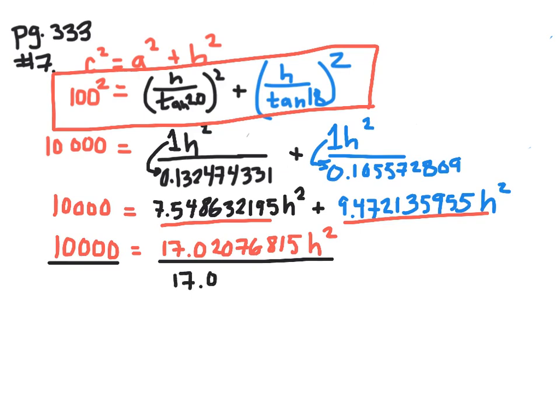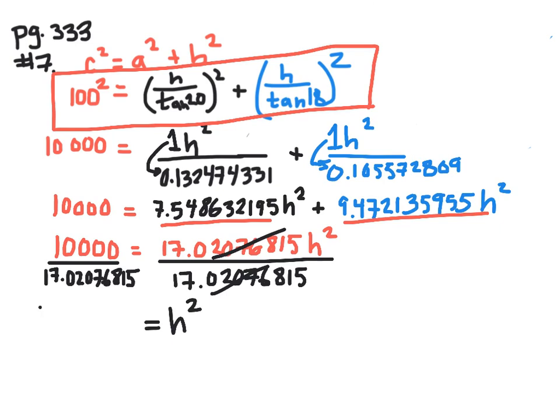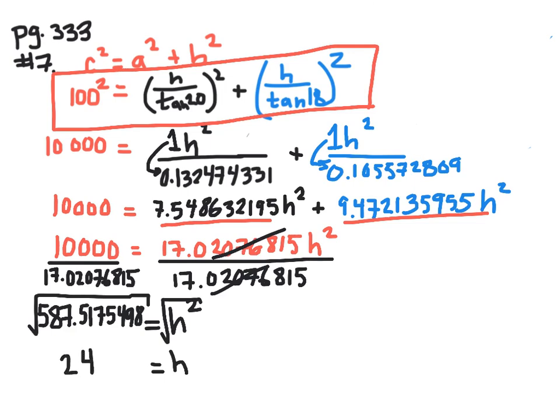Now, obviously, to isolate for h, I would have to divide both sides by this 17.0, the rest of this, which eliminates it from this side, leaving this with h squared is equal to, doing this division, I get 587.5175498. And to get rid of the square, I will take the square root of both sides, leaving me with h is equal to 24.23. So if you round it to the nearest meter, which is what they're asking, you get 24 meters.